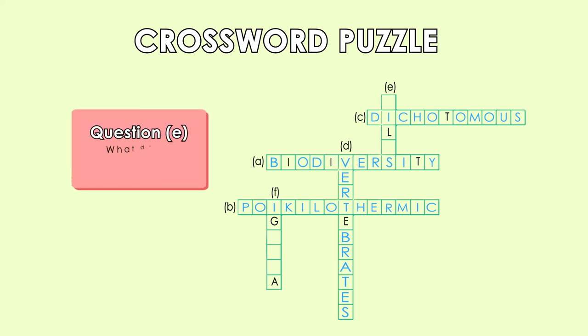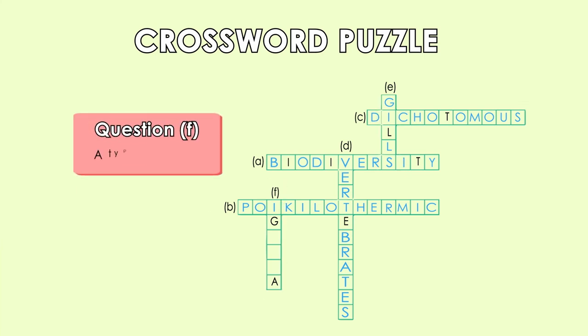Question E. What do fish breathe through? Wow, you are correct. Fish breathe through their gills. Question F, the last one. It starts with the letter I and is a type of reptile. What is it? You are awesome! It is an iguana.